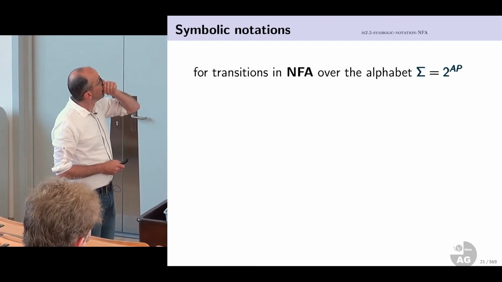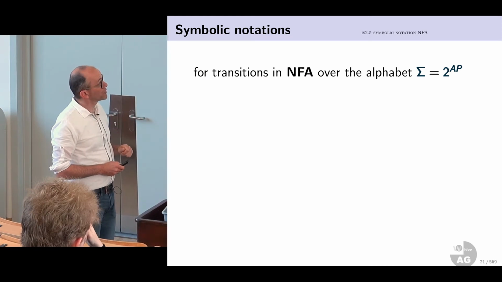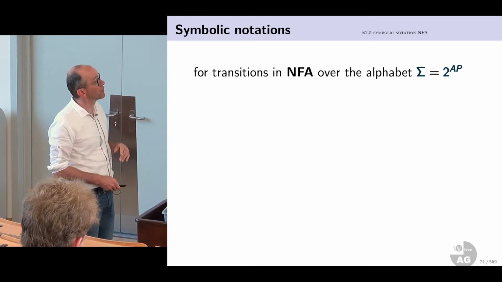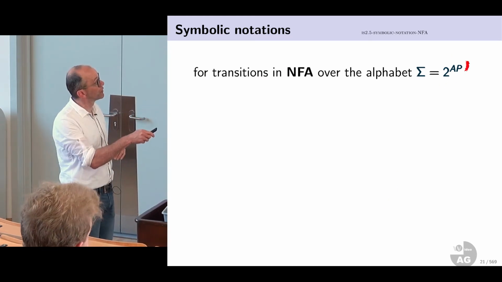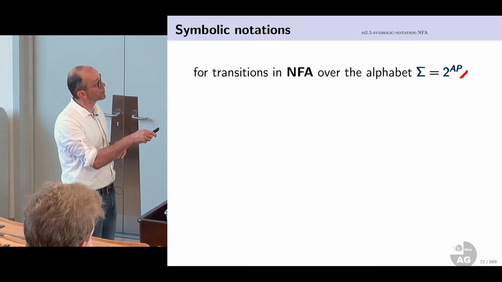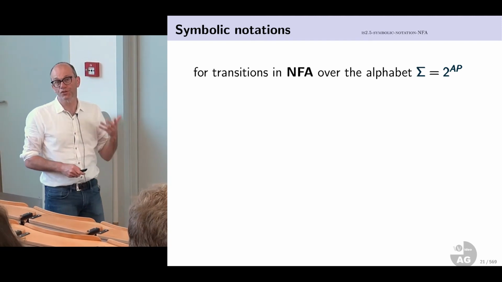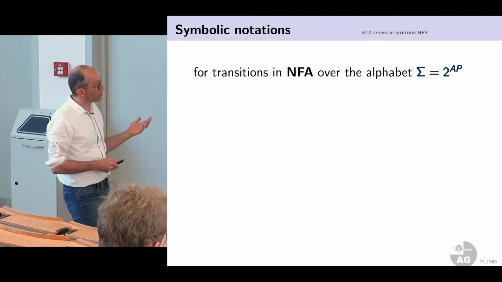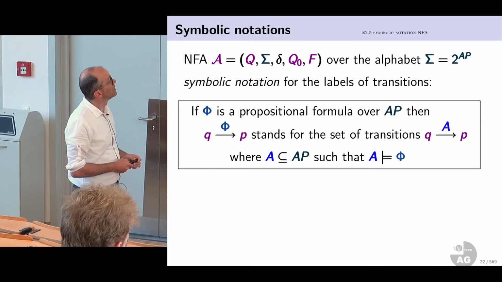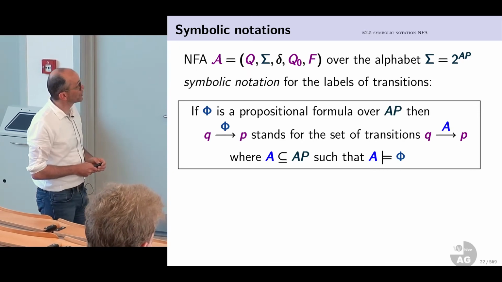Good. I will use some notation. Why do I use some notation? Because it's a bit awkward to always equip a transition with a set of atomic propositions. I prefer to simply use logical formulas to do that. So I'm going to use the following notation.